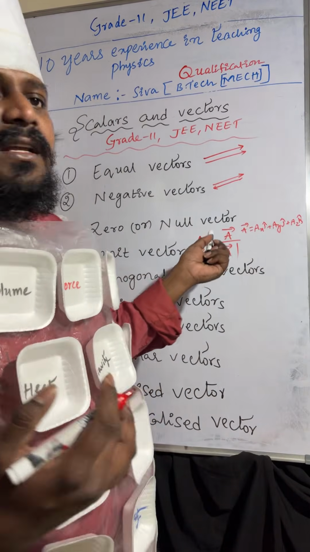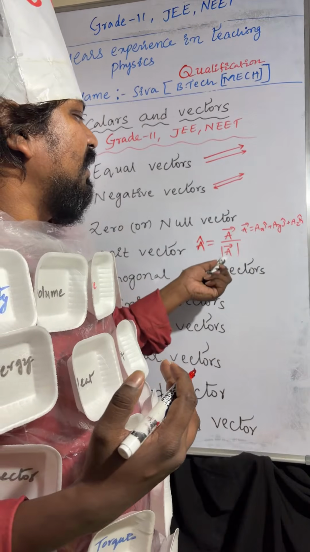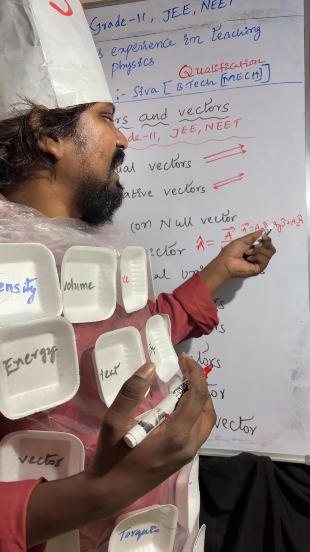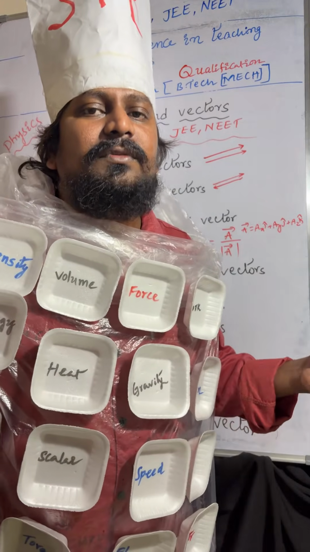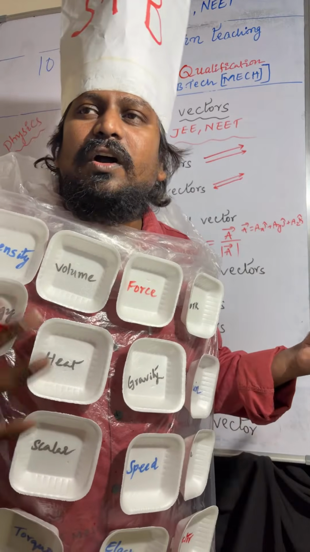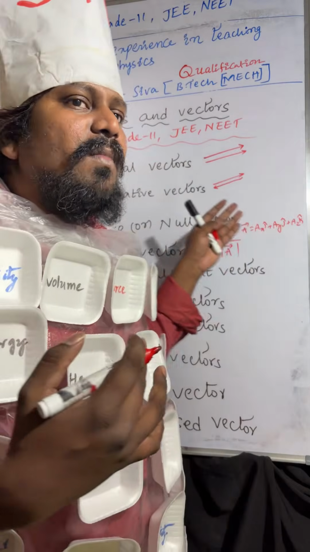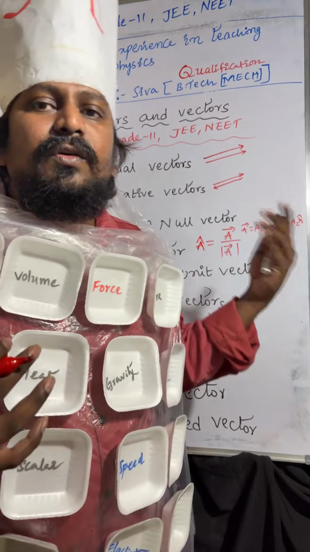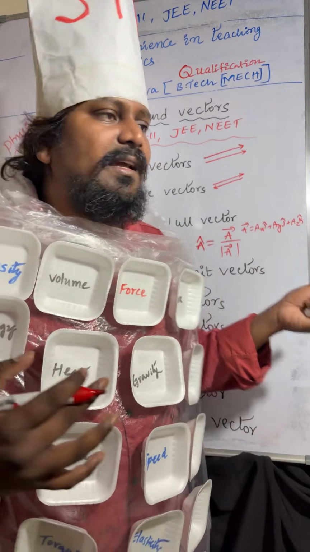So a unit vector can be represented as a cap equal to a bar by mod a bar. So a bar is ax i cap, ay j cap, az k cap, and also we can take 2i cap, 3j cap, 4k cap, like that. So 2i cap, 3j cap, 4k cap by mod, you can take root over 2 square, 3 square, 4 square, like that. According to the vector you can take.